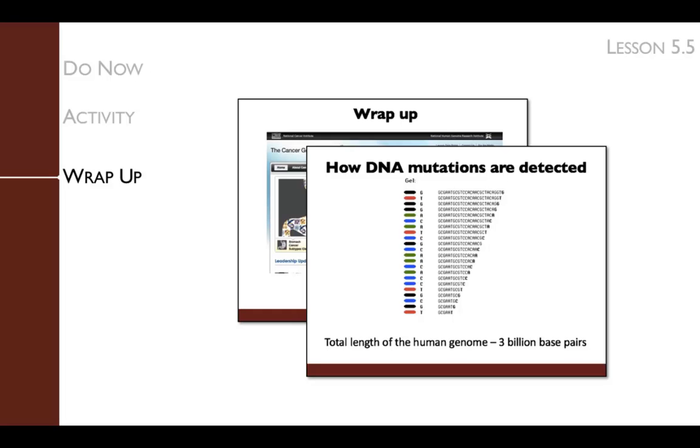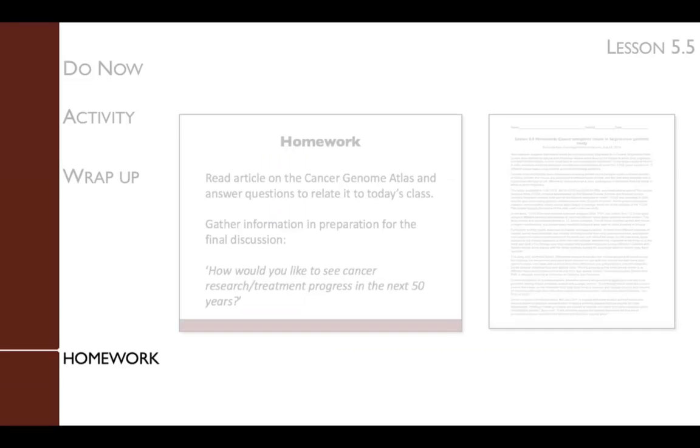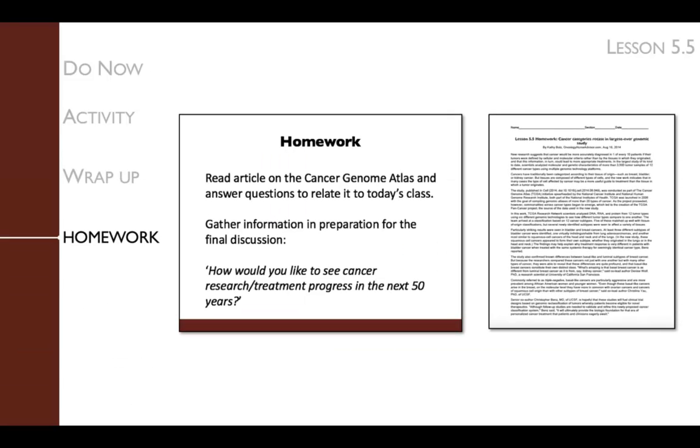Students should realize by now that it's very important to find the driver mutations that lead to cancer. But finding mutations alone isn't enough. We also need to know if that gene is active or on, or silenced or off. This field is called epigenetics and is an active area of research. For homework, students should read an article on the Cancer Genome Atlas and start preparing for their final discussion.